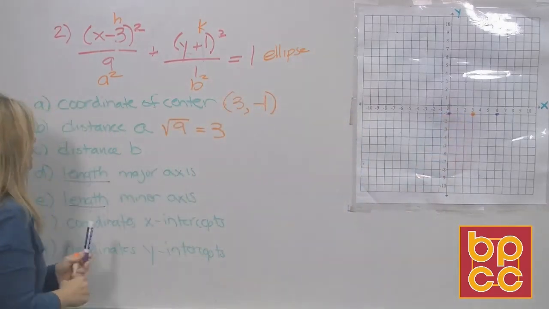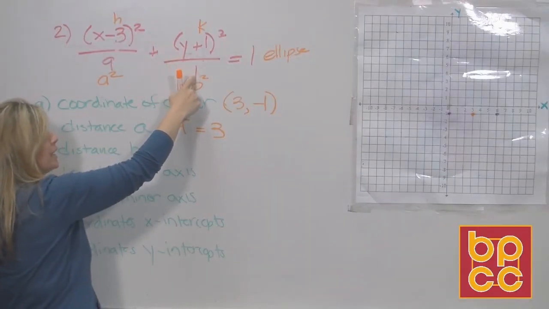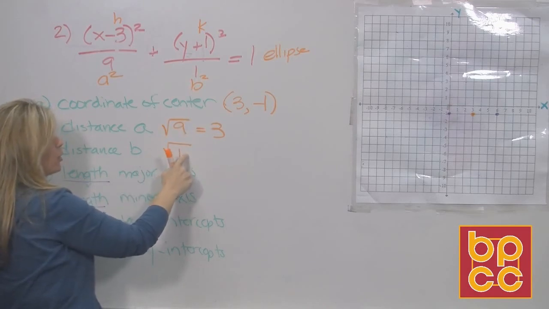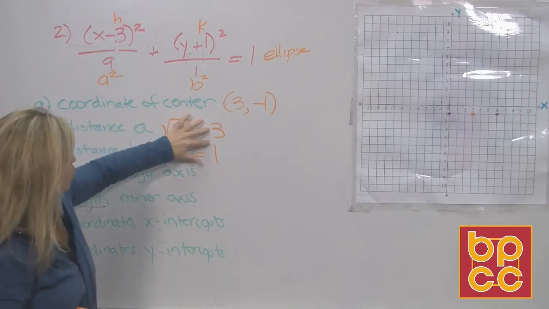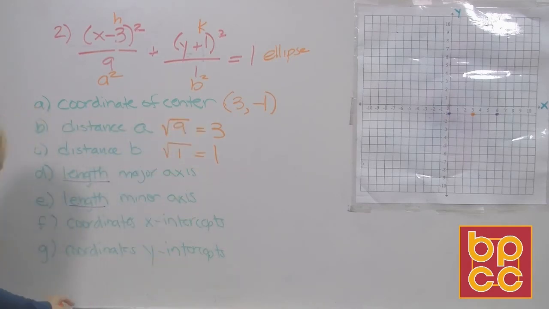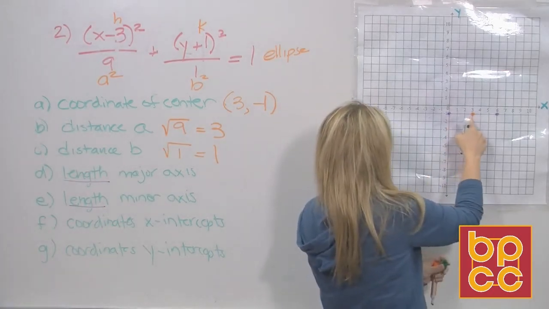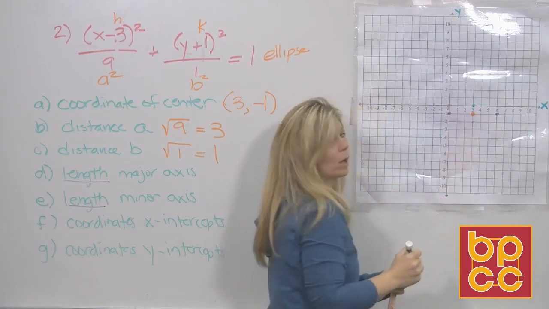Okay? Distance B is always underneath y. So the B squared is a 1. We're going to square root it to get B. We're going to get 1. Again, because the key word here is distance, that's why these square roots are positive. So again, we're going to move a distance 1 from the center. So here's the center. We're going to move up 1. From the center, we're going to move down 1.